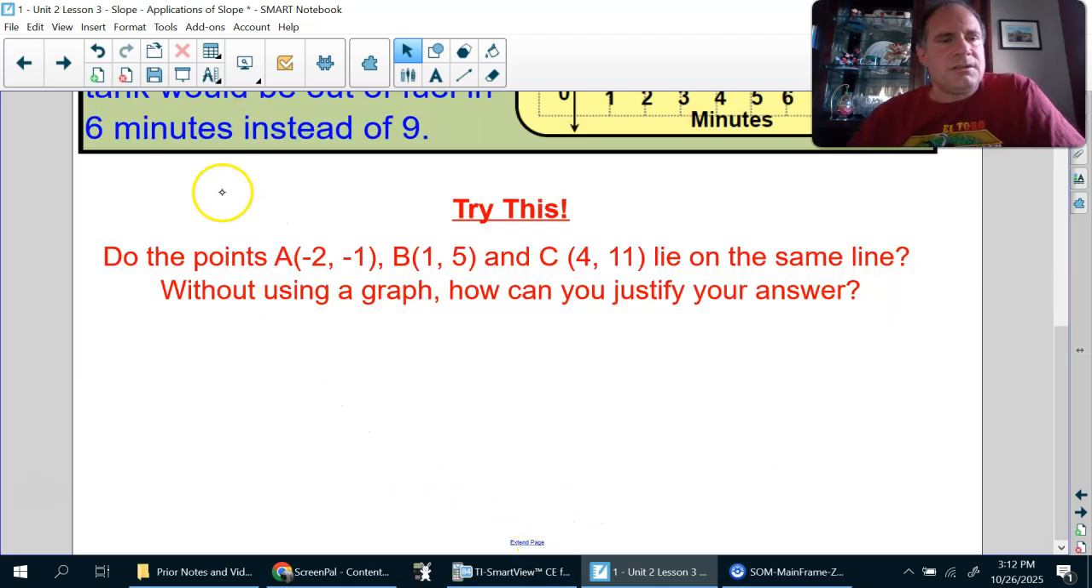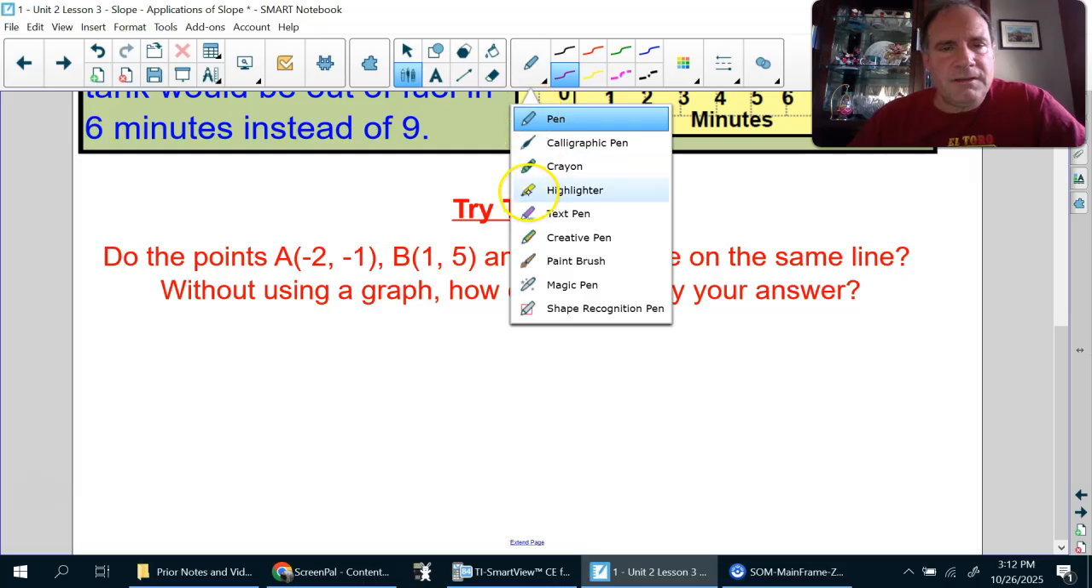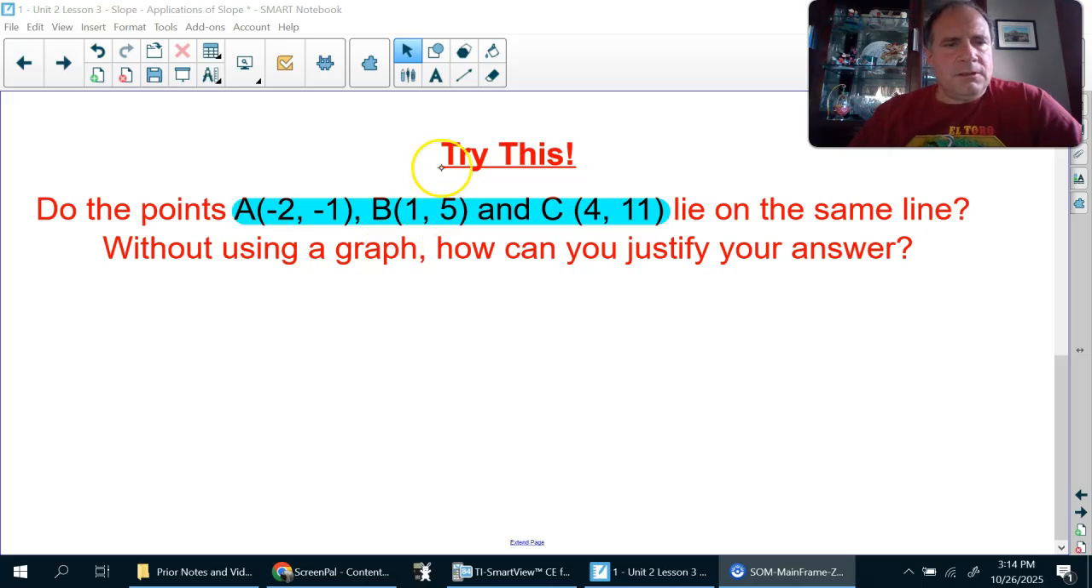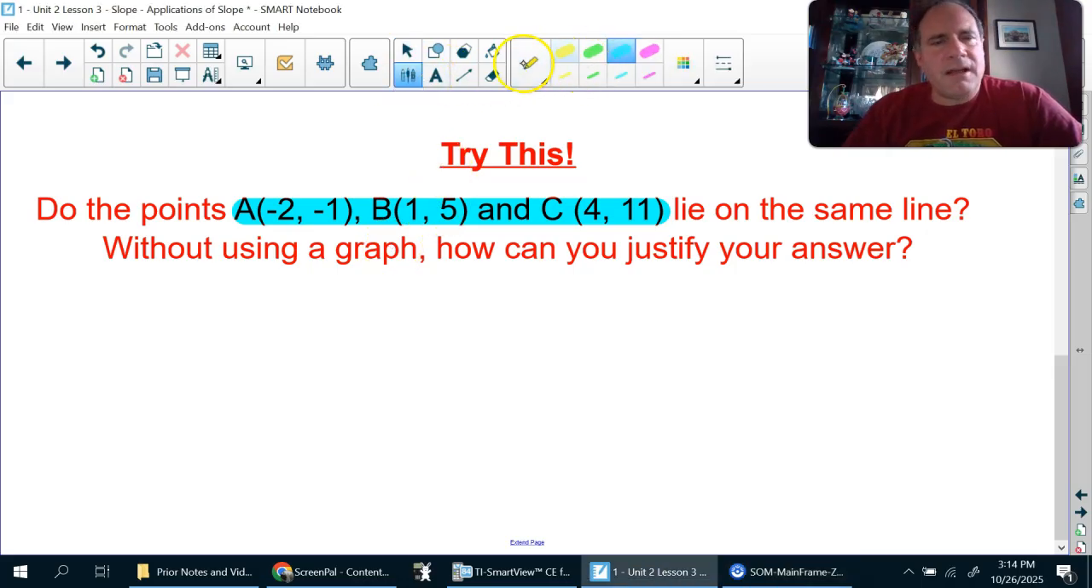Right, so try this. Do the points (-2, -1), (1, 5), and (4, 11) lie on the same line? Without using a graph, how can you justify your answer? So there's an easy way to do this, even without a graph. It has to do with patterns. The pattern from x to x has to remain the same if it's on a straight line. So I'm going to see what the pattern is here.